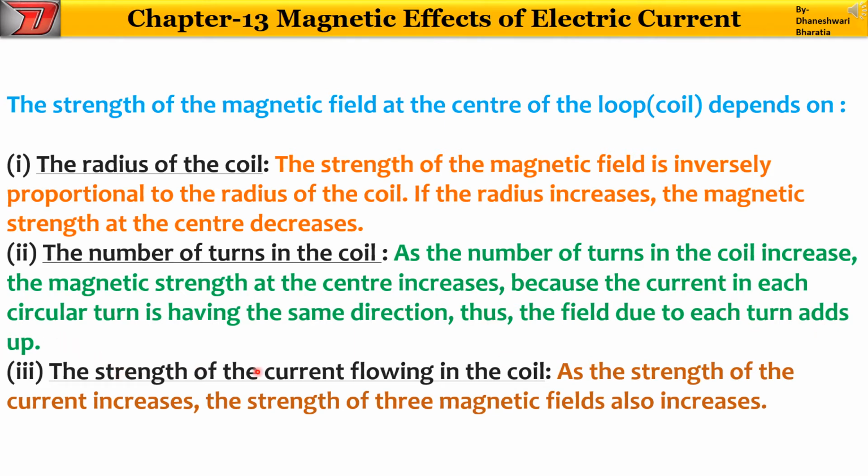And the last, the strength of the current flowing in the coil. We know this, right? As the strength of the current increases, जितना current ज़्यादा उतनी strength ज़्यादा. Am I clear? Please remember these 3 points also.